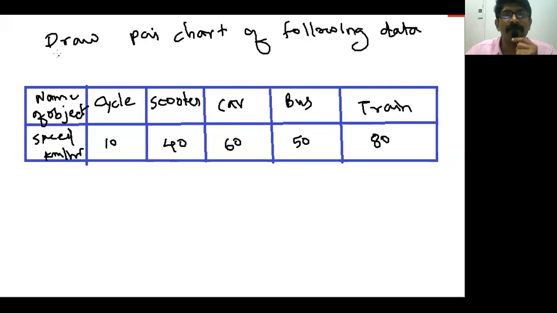Okay, so in this part of the video, we're going to learn, students, how to draw a pie chart of the following data. Say the data is given, where the name of the object is cycle, scooter, car, bus, and train. And then the speed is generally measured. Let's say 10 kilometer per hour, 40 kilometer per hour, 60 kilometer per hour, 50 kilometers per hour for bus, and then train speed is 80 kilometer per hour or something like that. So just write down this data, pause the video over here, and then we'll see how to draw the pie chart of this particular data in a while. So pause it.